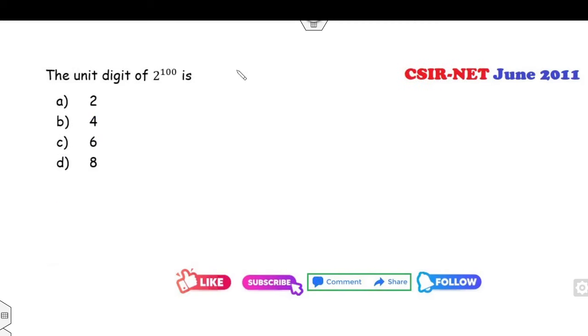The unit digit of 2 raised to power 100. That means unit digit. What does unit digit mean? That's the last number. That's the ones place. You have to divide by 10. Again, what is the GCD of 2 and 10? Not 1. Then you can't apply this method. Then how can you do it?